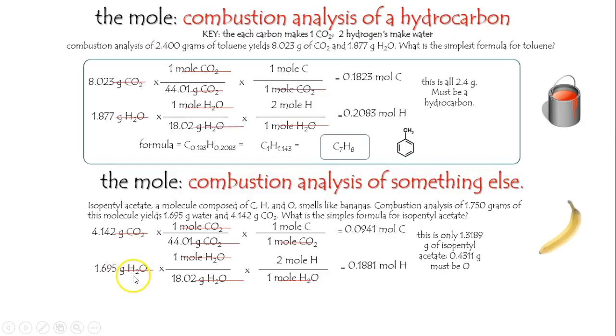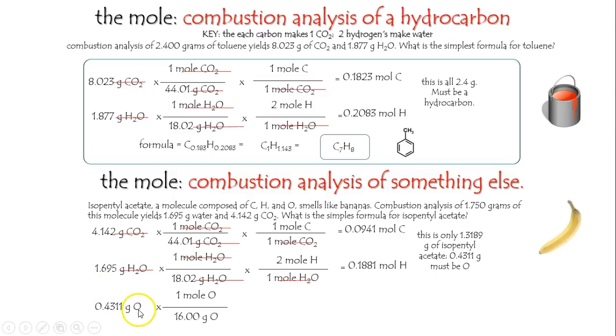Similarly, 2 of every 18 grams in water come from hydrogen, and therefore you would do that sort of a calculation. You add up the two, and you only get 1.3189 grams accounted for. The rest, as they've told us, has to be oxygen, which is the 0.4311 grams.